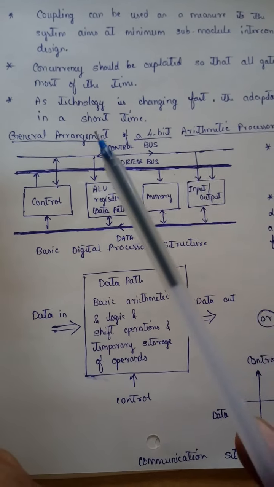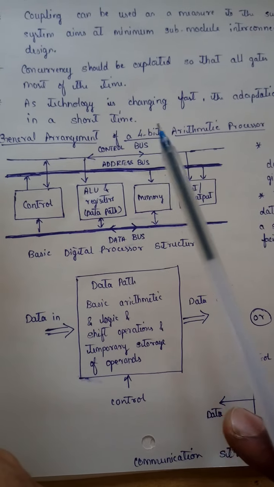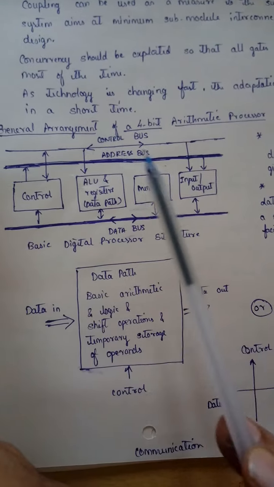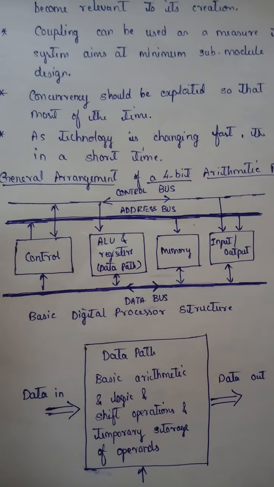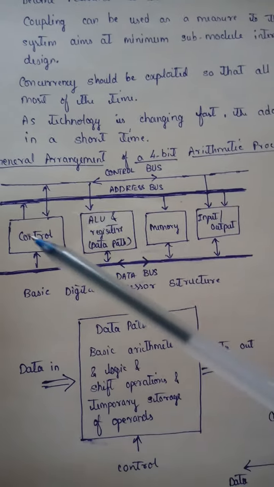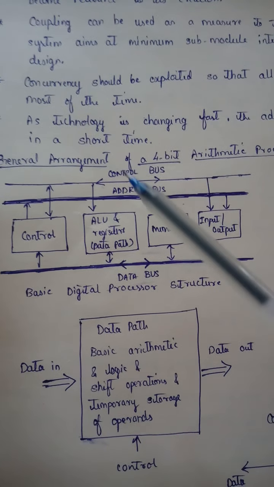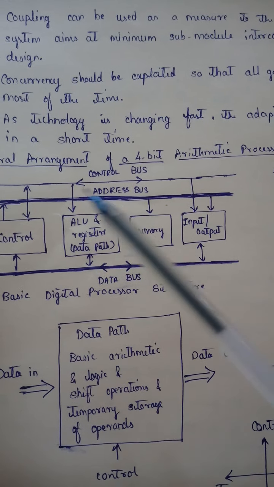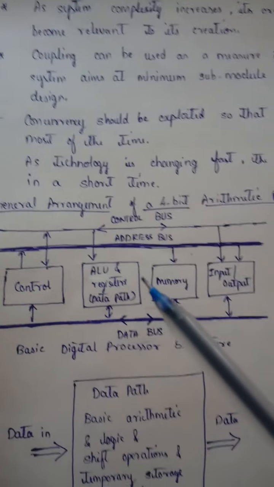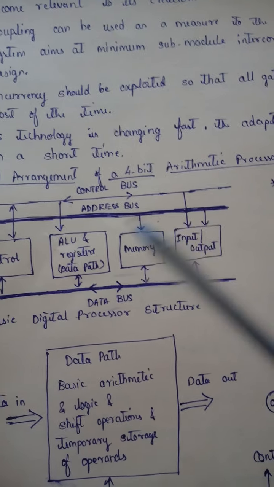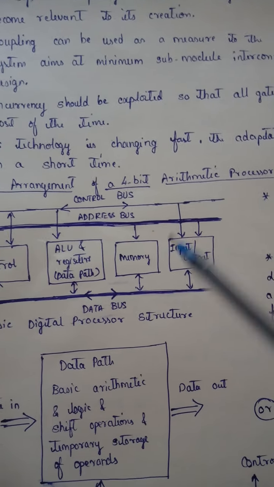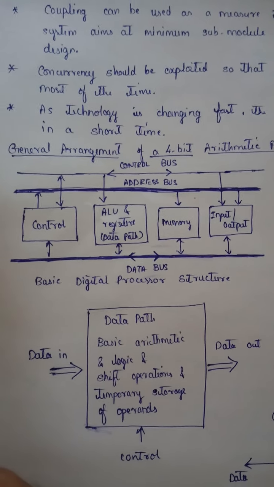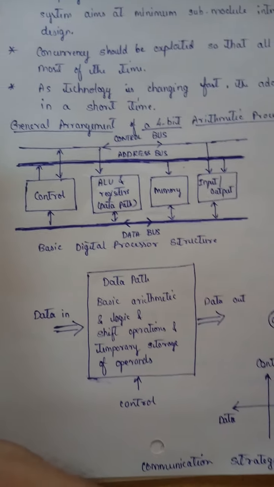Okay, so as I told you, a microprocessor is being used. This is a 4-bit arithmetic processor which consists of a control bus, address bus, and data bus. You can see the connections from the control bus, address bus, and data bus to the control, ALU, and registers, which is called the data path. Then this includes memory, and it includes input and output ports. So these are the main components and requirements of a 4-bit arithmetic processor.